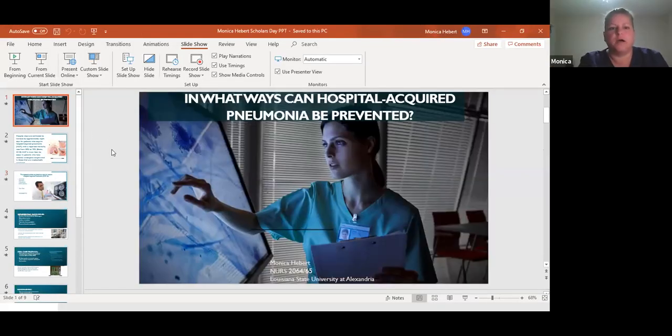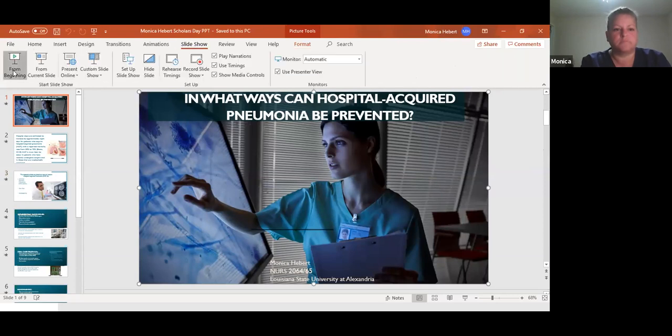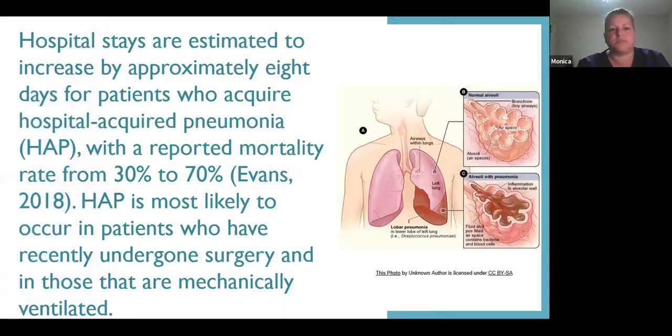Okay, I'm Monica. My topic is, what ways can hospital-acquired pneumonia be prevented? Hospital stays are estimated to increase by approximately 8 days for patients who acquire hospital-acquired pneumonia, with a reported mortality rate of 30 to 70%. Hospital-acquired pneumonia is most likely to occur in patients who have recently undergone surgery and in those that are mechanically ventilated.